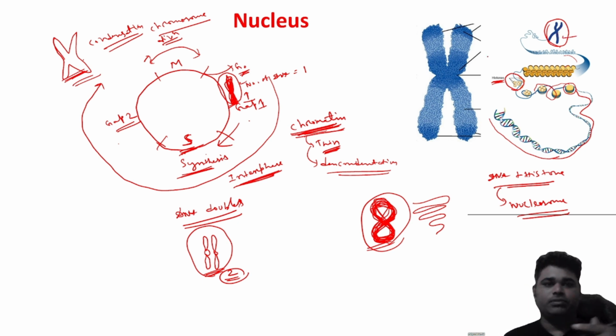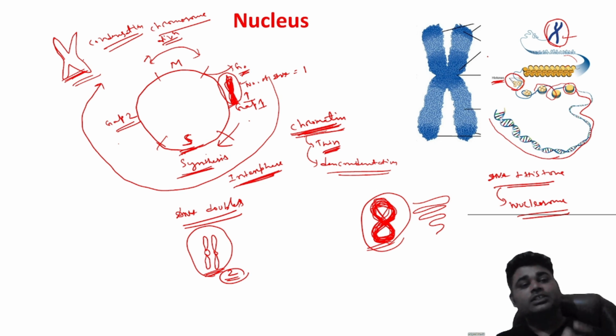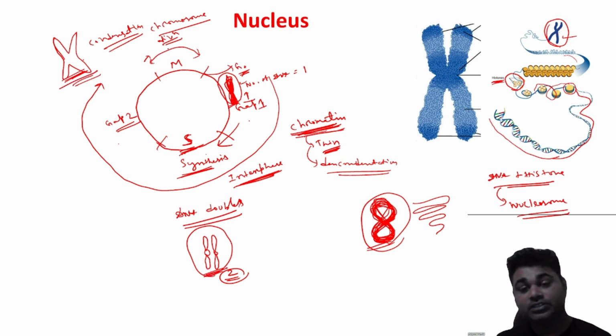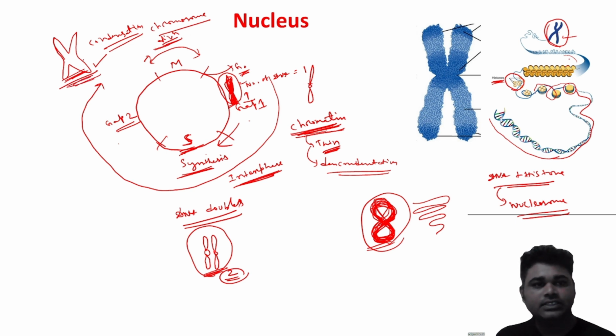You can say chromatin or chromosome, but it depends whether it is present in the division phase or in the interphase. If it is present in the interphase, then it is called chromatin, and if it is present in the division phase, then it is called the chromosome. So now in the gap one, the chromatin structure is like that. Okay, but in the division phase, it looks like this.